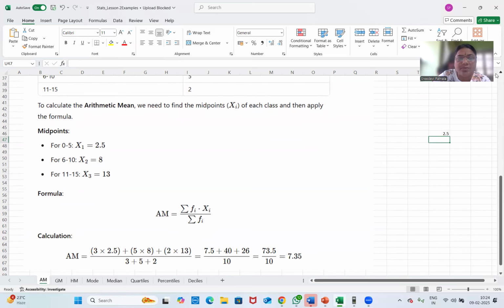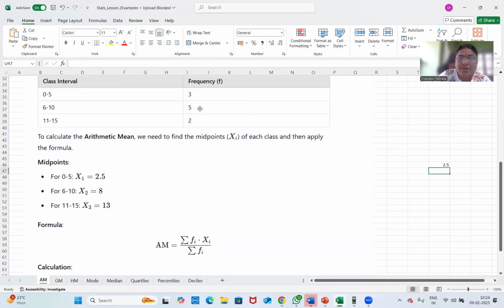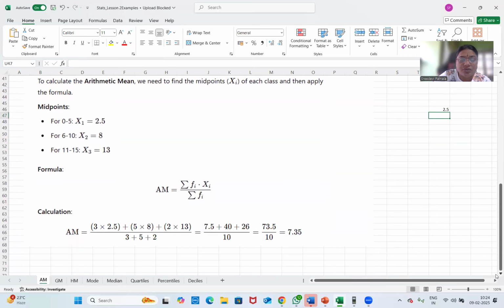Summation of fi is 3 plus 5 plus 2: 5 plus 3 is 8, 8 plus 2 is 10. So summation of fi is 10. Now 3 into 2.5 is 7.5, 5 eights are 40, and 2 thirteens are 26. Adding these gives 73.5, divided by 10, so you will get 7.35.